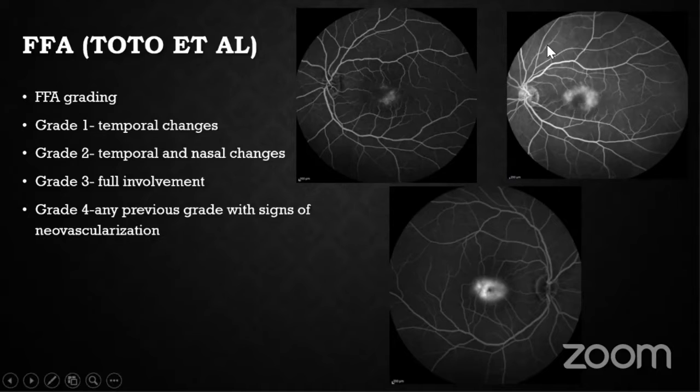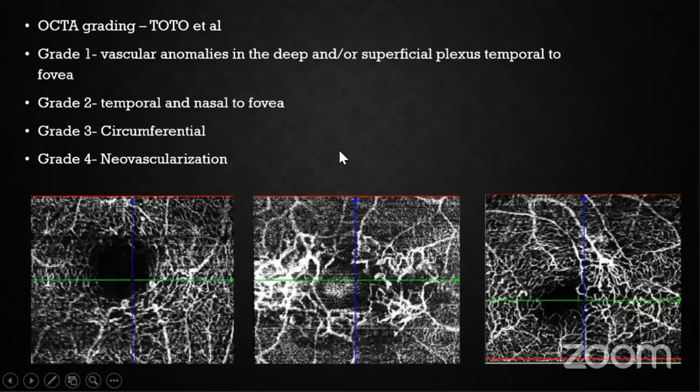Grade 1 is temporal changes. Grade 2 is temporal and nasal. Grade 3 is full involvement, and grade 4 any signs of neovascularization. OCTA done according to the Toto et al. classification. Grade 1 mainly the vascular anomalies in the deep and or superficial plexus but temporal to the fovea. Grade 2 temporal and nasal. Grade 3 is circumferential, and grade 4 is neovascularization.